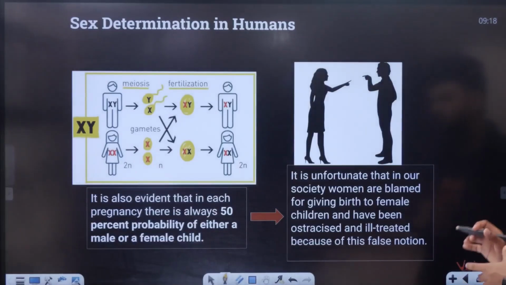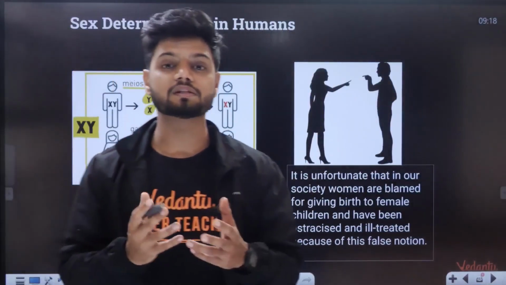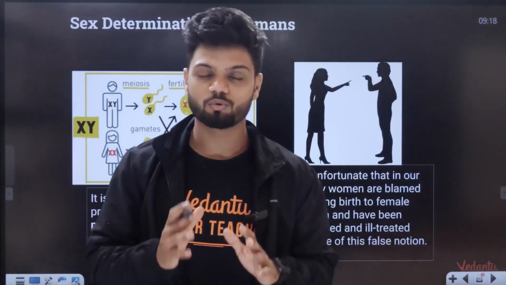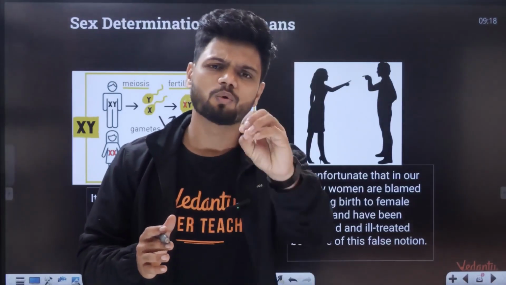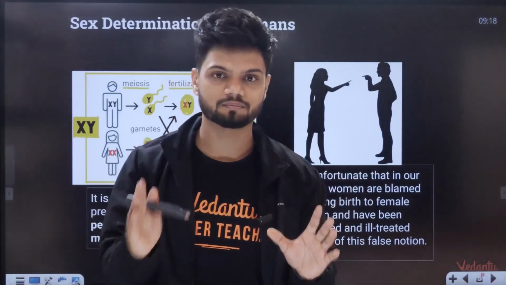Okay. And remember, students, you might have seen in movies that they always blame the female for not giving a male child, but it is the males who decide, not the female. Female only has one type of chromosome, that is X chromosome. It is the males who decide the sex of the offspring.